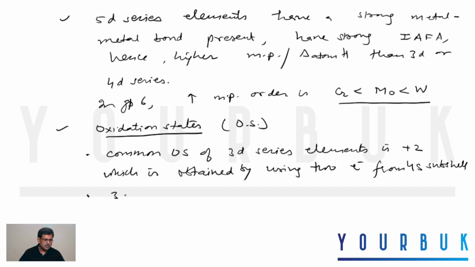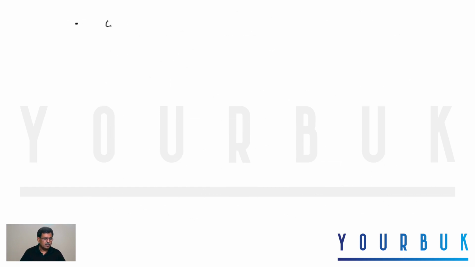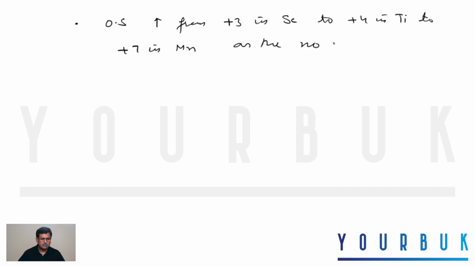Next point is that the 3D series elements show variable oxidation states. They show more than one oxidation state, due to the comparable energy of the 3D and the 4s subshell. As a result, both 4s and 3D electrons participate in bond formation. Next point, the oxidation state increases from +3 in scandium to +4 in titanium to +7 in manganese, as the number of electrons in the 3D subshell increases.